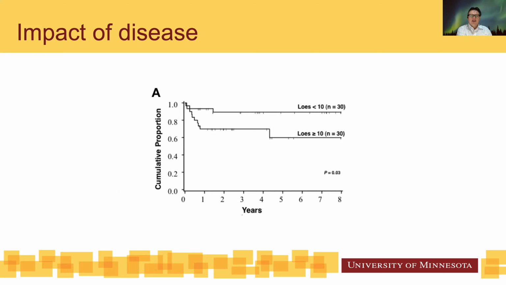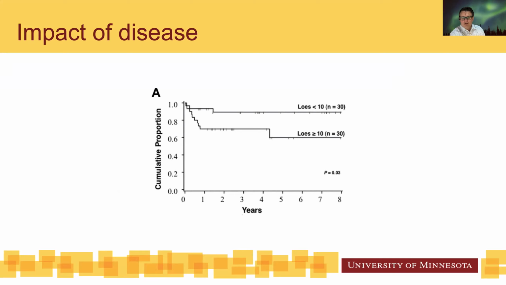So this is the impact of disease and LESS score. Again, survival with a LESS score of less than 10 is excellent, 90% and higher. And again, the boys that are greater than or equal to 10 have inferior survival. There is a cutoff for us where we don't offer transplant.